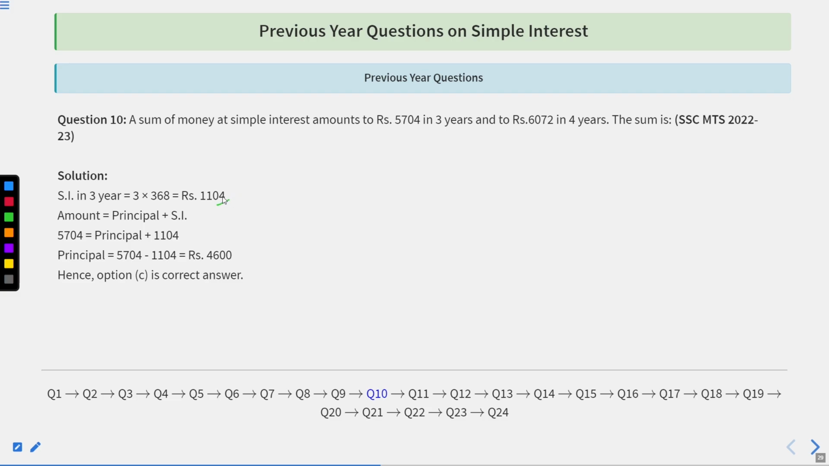So the simple interest in 3 years will be given by 3 times 368, that is 1104 rupees. So we know amount is equal to principal plus simple interest. So the amount is 5,704, simple interest is 1104, and the principal is unknown. So the principal will be equal to 5,704 minus 1104. So the answer is 4,600 rupees. The correct option here is option C.